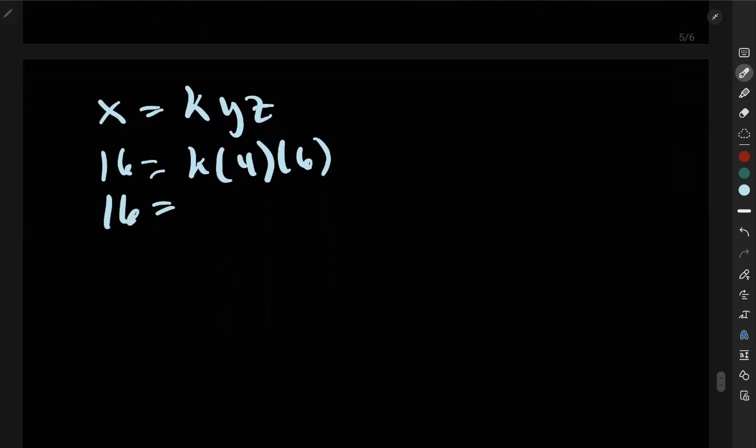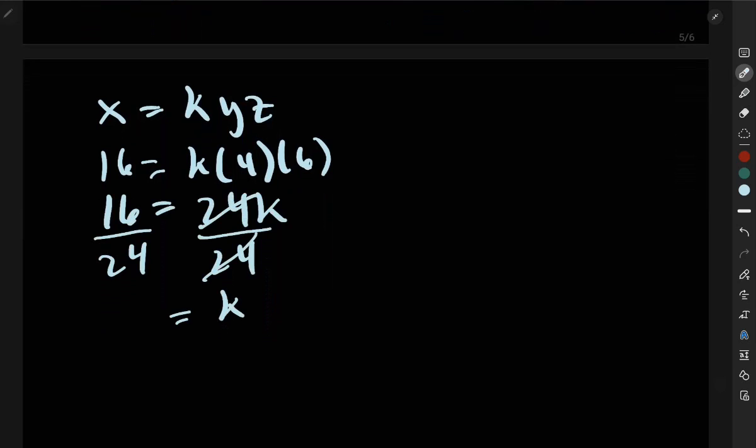So 16 equals, so we're going to solve this. 4 times 6 is 24. So this will be 24k or k24, it's the same. Then we're going to divide 24 on both sides so that k will be left isolated, because that is what we are after. We want to solve for k.